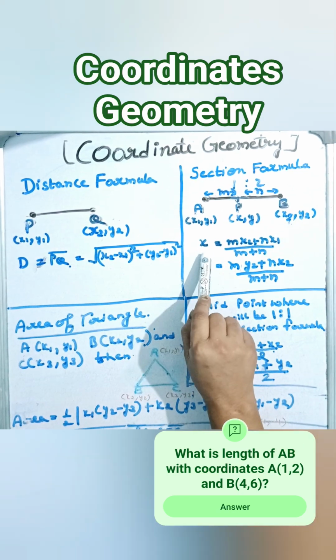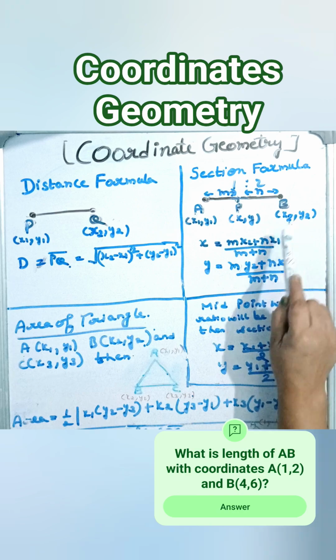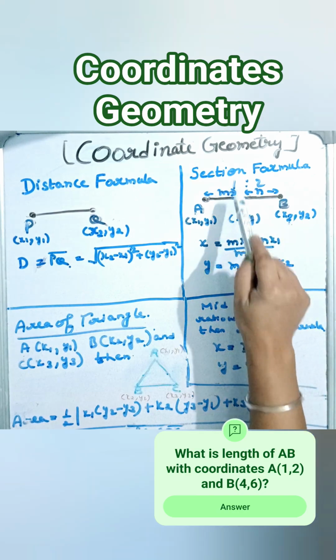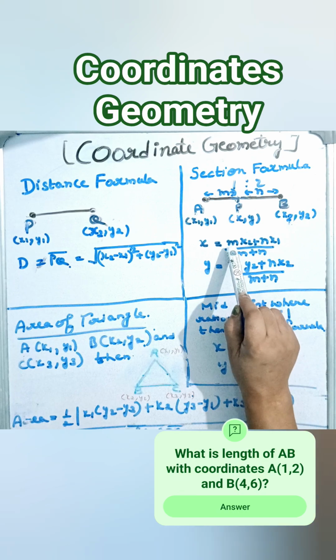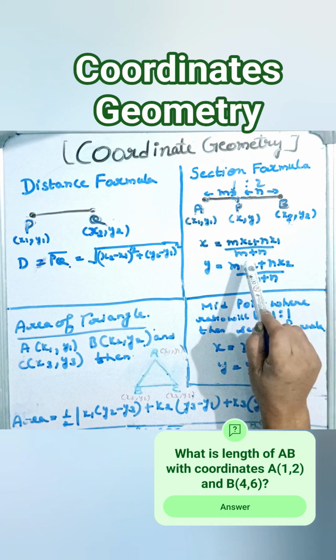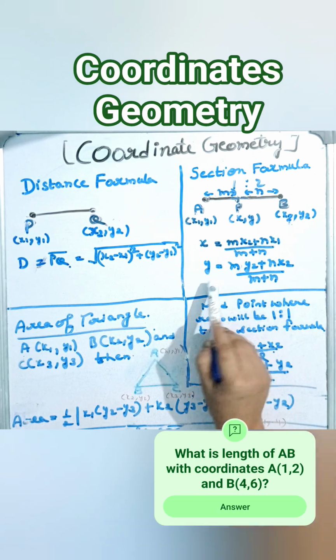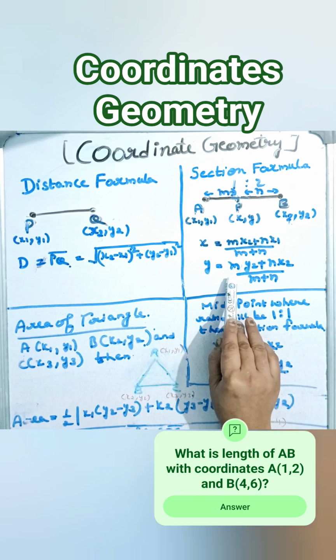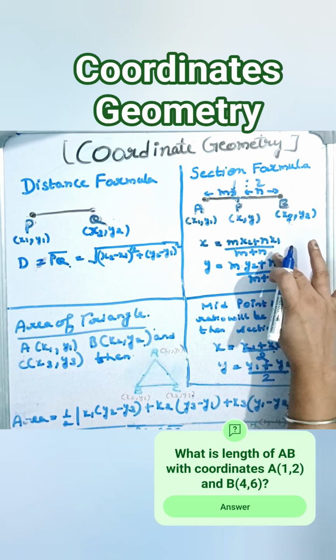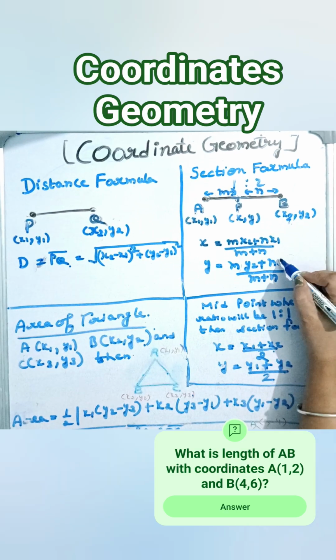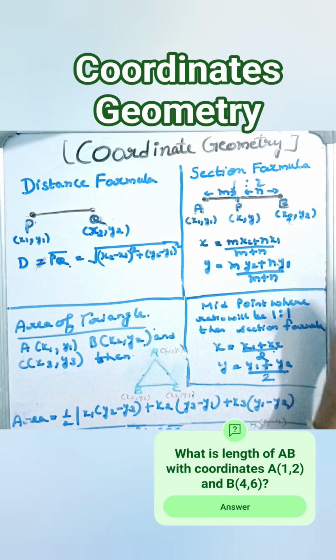I will write x, that is abscissa, is equal to (m x2 plus n x1) divided by (m plus n). What is m? Let it be 1 and n be 2, then I will write here 1 into x2 plus 2 into x1 divided by 1 plus 2. Similarly, in case of ordinate, I will write here y, with y2, sorry, I have written here x1, here it will be y1. So this is the section formula.